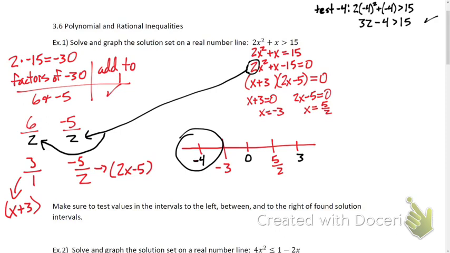Let's plug in 0 and test that interval. This one you can probably do in your head. I hope so anyways. 0 is greater than 15. Does that make any sense? I don't think so. So let's cross out that interval. Let's test 3.